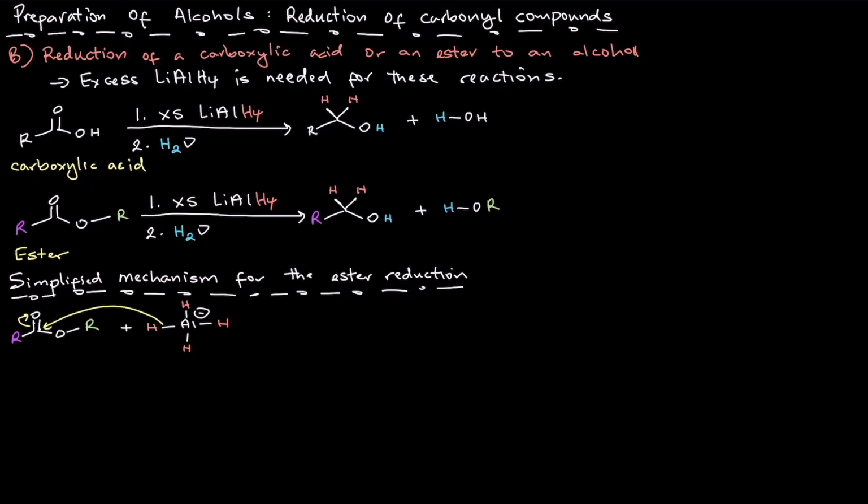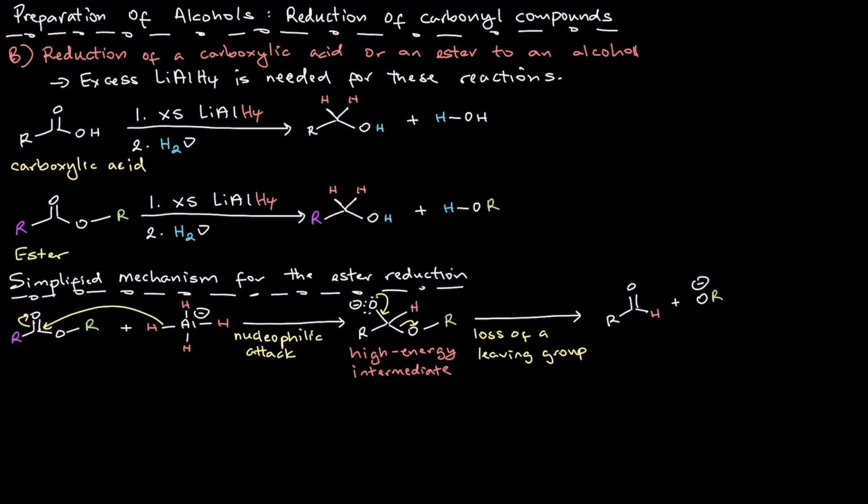So you go through a nucleophilic attack and you get to this really high energy intermediate. This is a tetrahedral carbon with two oxygens bonded to it, so you can imagine that's going to be pretty high energy. The next step is the loss of a leaving group, which will release your OR group from that carbon-based fragment, and you're going to form an aldehyde in this step. But keep in mind that the aldehyde is still not the most reduced form.